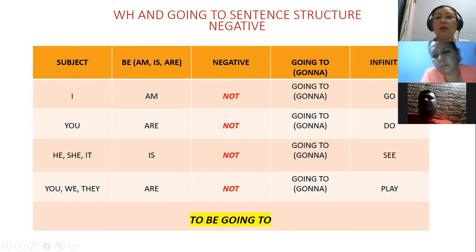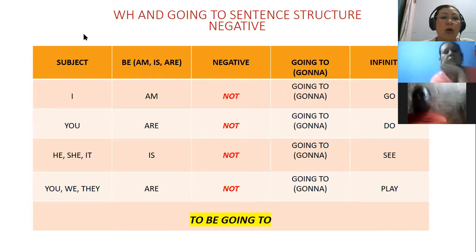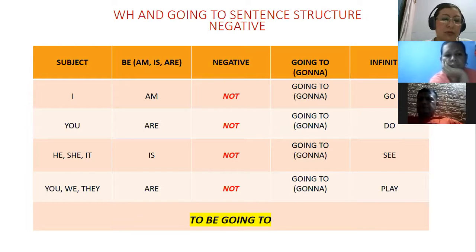For example, I am not going to go dance, right? Or you can say, I'm not gonna go dance, for example. You are not gonna do your homework, for example. You're not going to do your homework tonight. He is not going to see the movie, right? Or she is not gonna see the movie. You're not gonna play the game, right? Or you're not going to play the game. So that's the structure in the negatives for going to. So let me advance in.